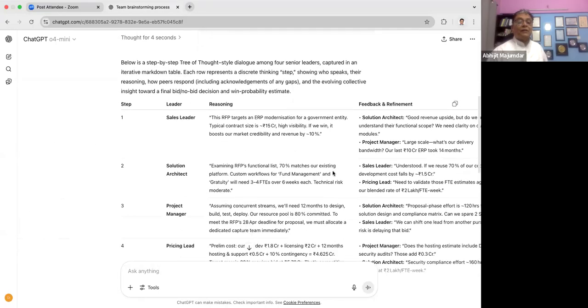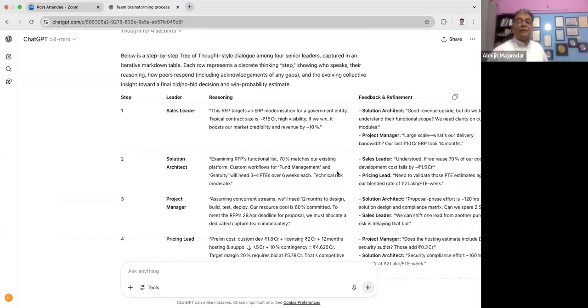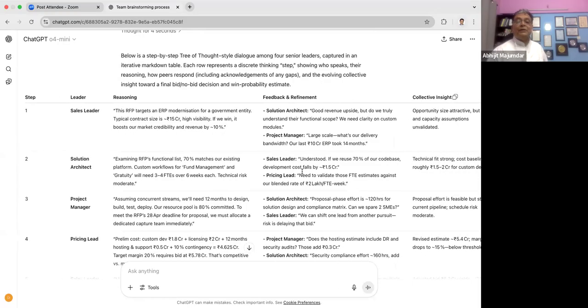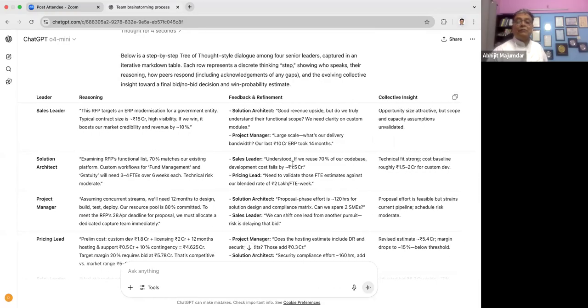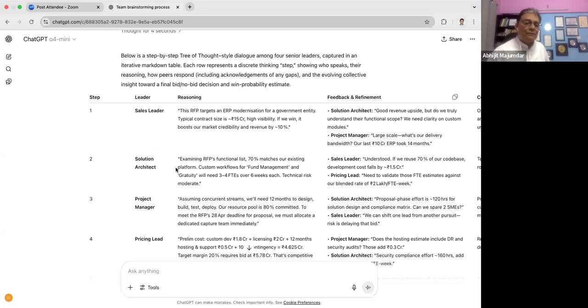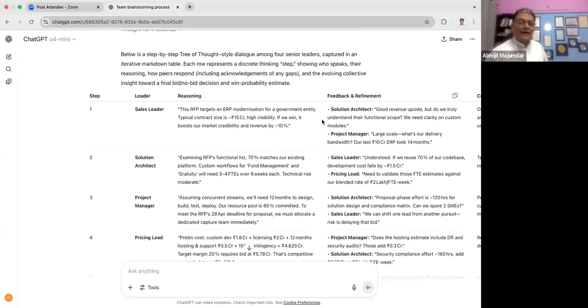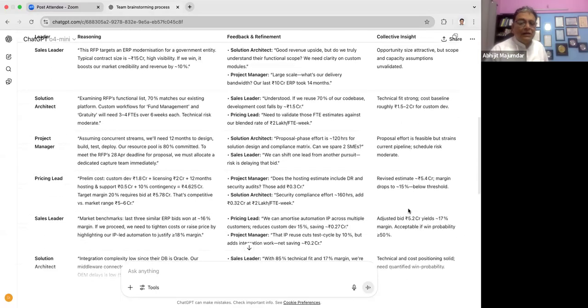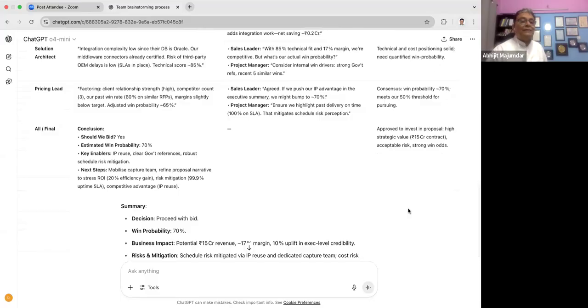Okay. Next is the solution architect's view. They take, examining the functional list, 70% matches our existing platform. Custom workflows for fund management and gratuity will need 3 to 4 CTC over 6 weeks. Technical risk moderate. So now what you are doing is basically each leader is putting in his reasoning. Others are refining it, or are providing arguments of what is right and what is wrong, and then they are taking a collective decision. Now based on this entire collective decision, should we bid, they are deciding collectively.